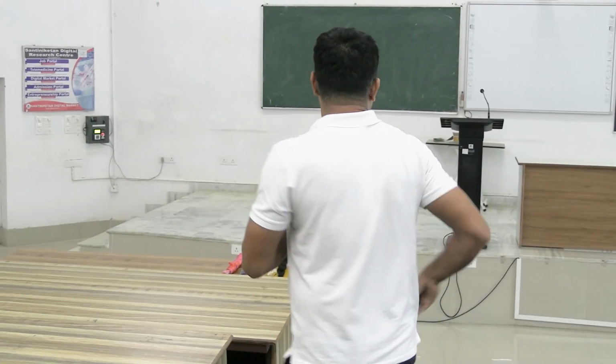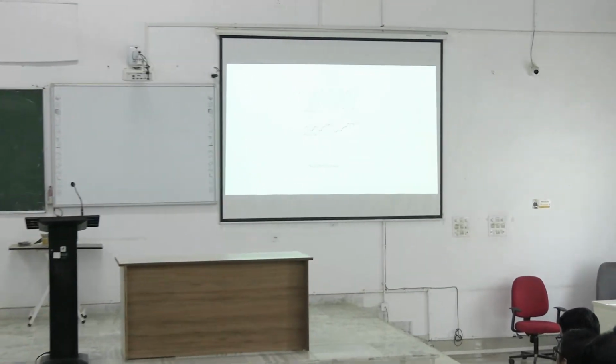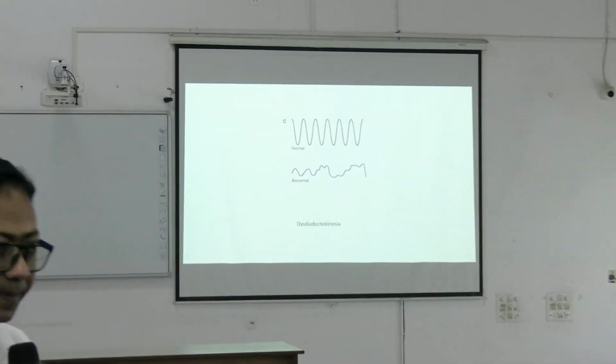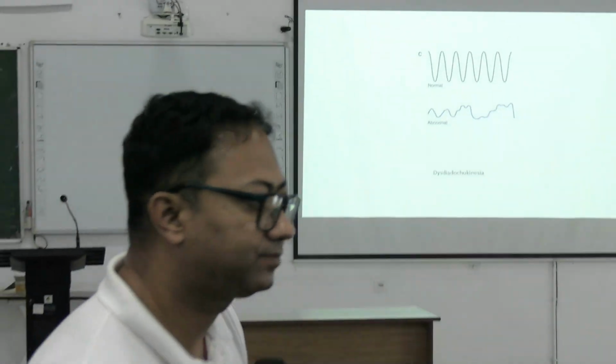repeated alternate movement. What is dysdiadochokinesia? Dysdiadochokinesia is inability to perform repeated alternate movement. The term dysdiadochokinesia means inability to perform repeated alternate movement.